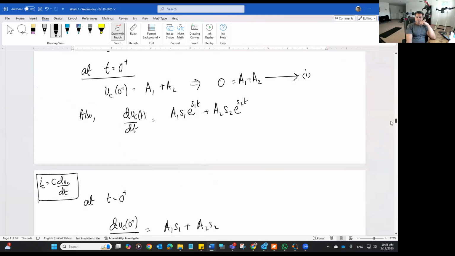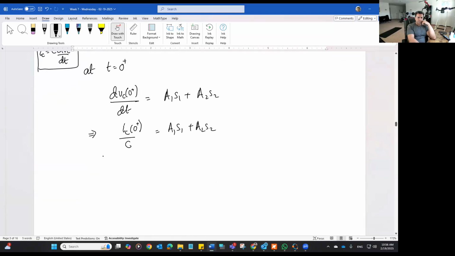So IC(0+) is negative IL(0+) minus IR(0+).